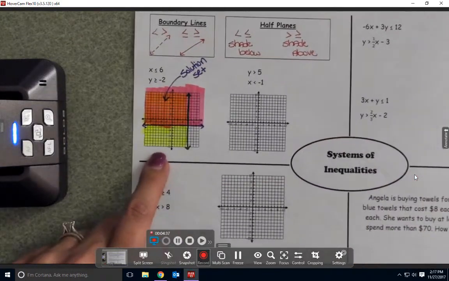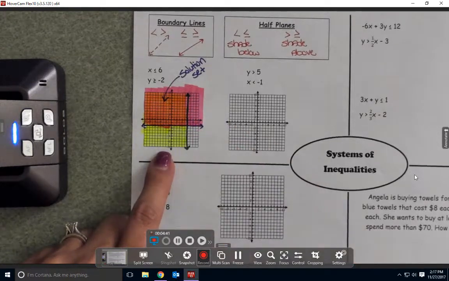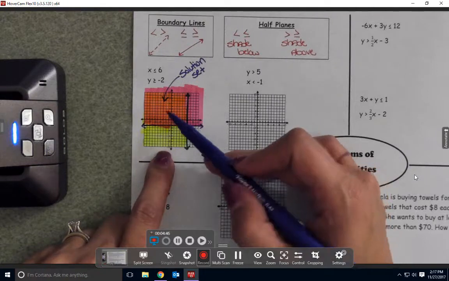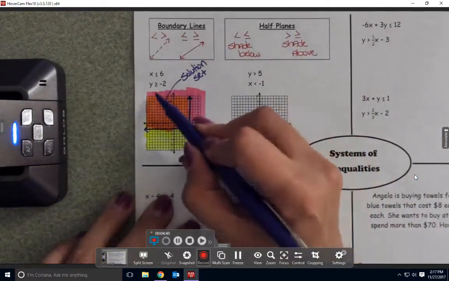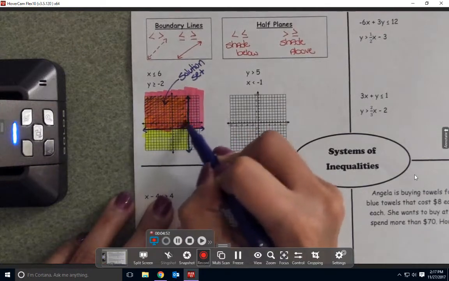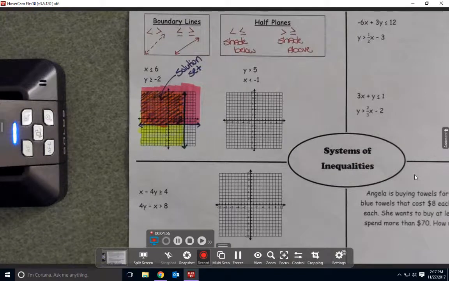When I ask you to solve a system of inequalities, you just leave your answers and make sure they're graphed correctly. You don't have to point out that this is the solution set. You can if you want to, but you're looking for where that color overlaps. So basically, this whole area right here would be your solution to that inequality because that's where those colors overlapped.